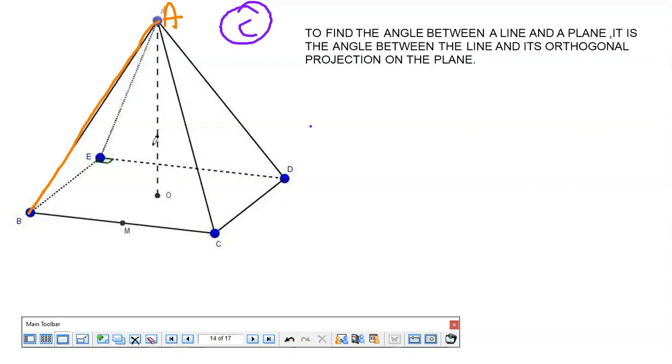A becomes which point? It becomes O. It means the orthogonal projection, first B is still B, A is O, so the orthogonal projection of the line BA is BO. It is as if the line is like this and I let it fall down. So the angle is this angle, guys. The angle between the slant AB and the plane is ABO. Also again, here I have a 90-degree angle.